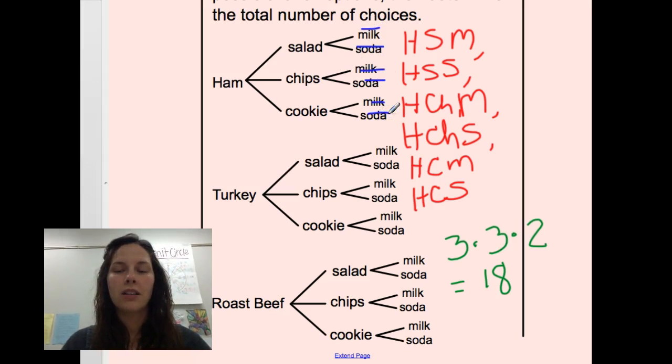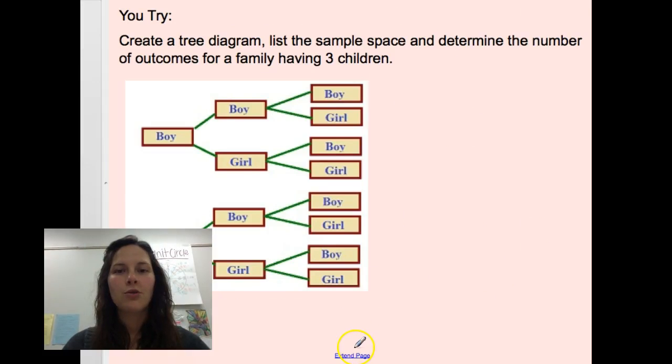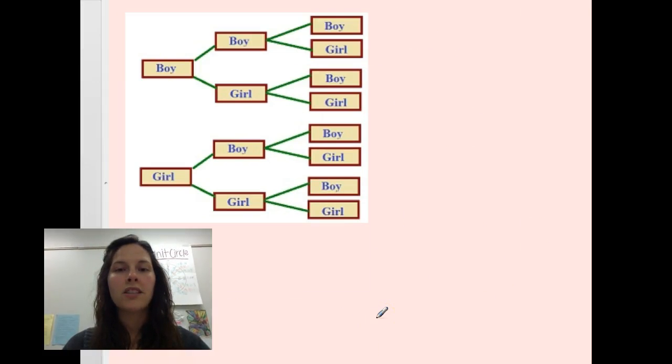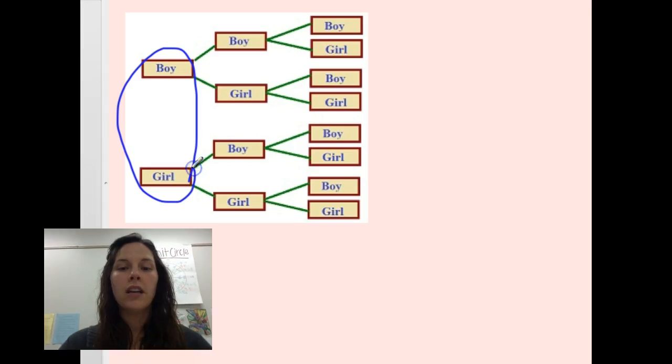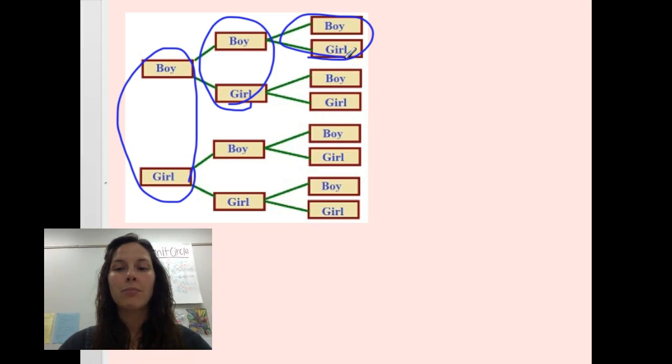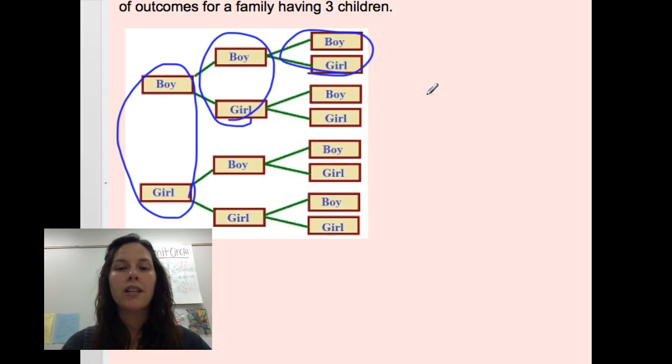6, and so on. Your You Try question, here is a tree diagram for all of the options if a family were to have 3 children. So obviously you can see the first option, you can have a boy or a girl. If you have a boy, then you can have a boy or a girl. If you have boy, boy, you can have a boy or a girl. So list the sample space and determine the total number of possibilities for having 3 children.